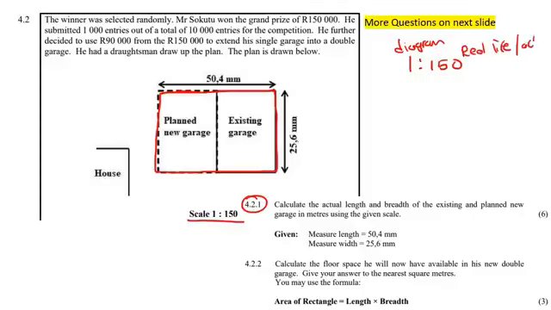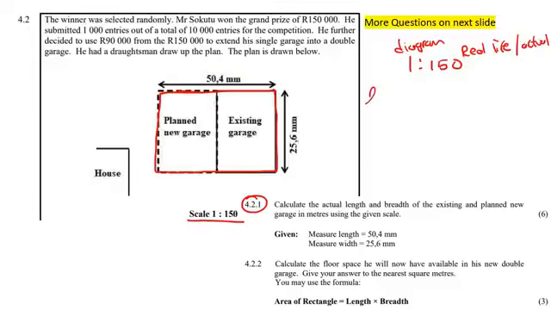Or you could call that the actual. So they said you calculate the actual length and breadth, so it's these values, of the existing and planned new garage in meters. Okay, so don't worry about the meters right now. What we're going to do first is, so we know that this is our scale, 1 to 150. So what that means is that the real life is 150 times more than the diagram.